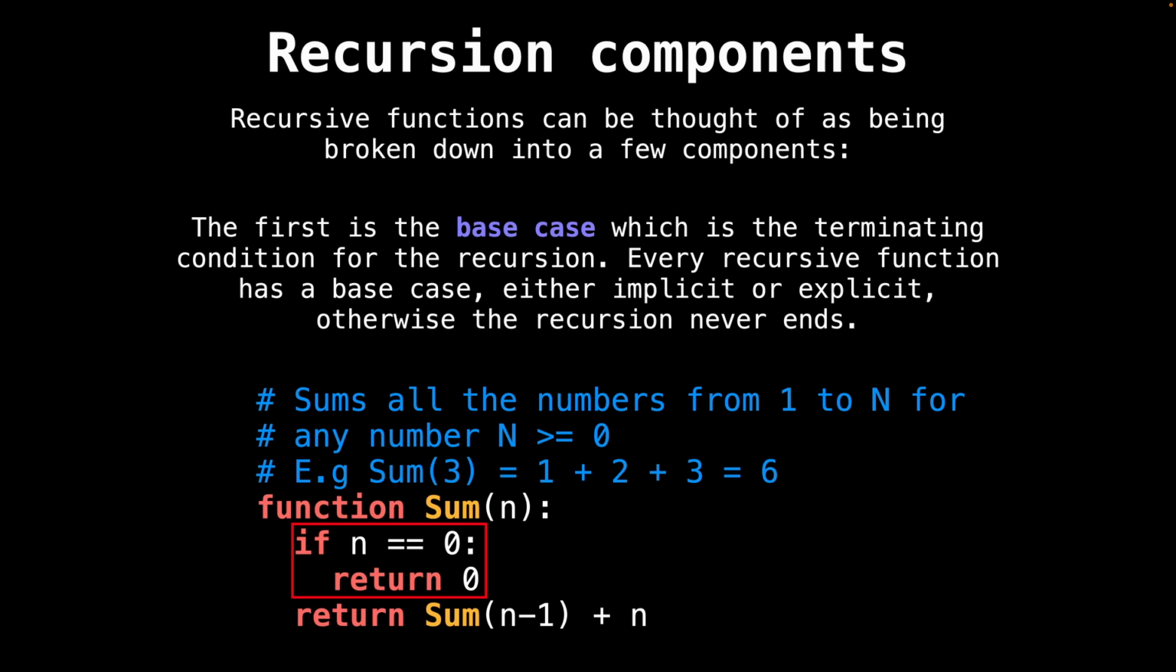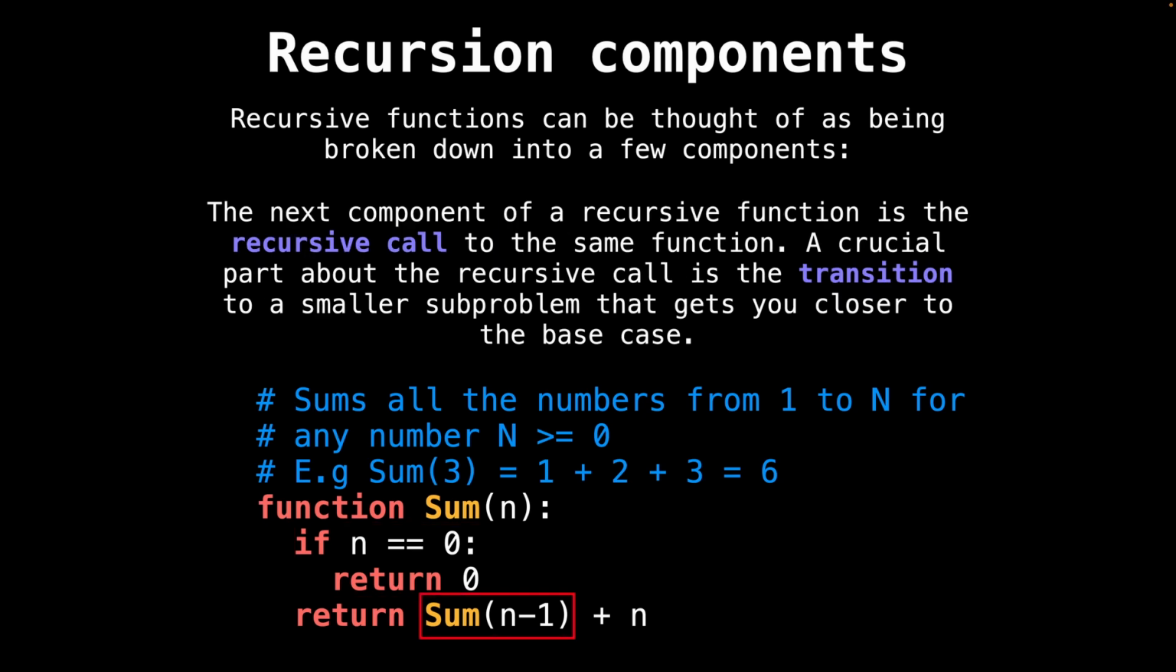In the example below, boxed in red is the base case for the recursion, which checks if n equals 0, and if so, returns 0. This causes the function to return and for the recursion to begin unwinding. We'll get more into that soon.